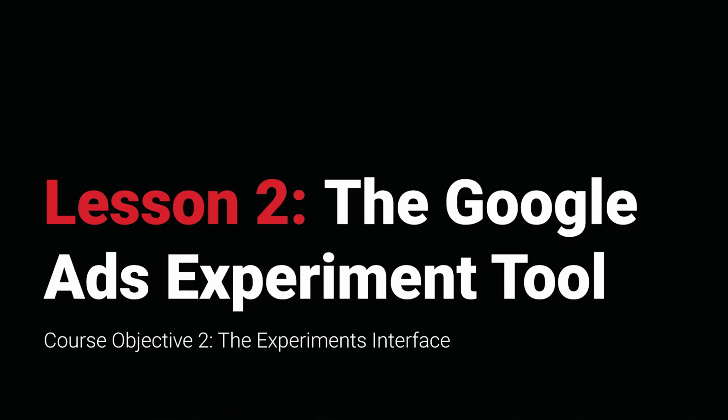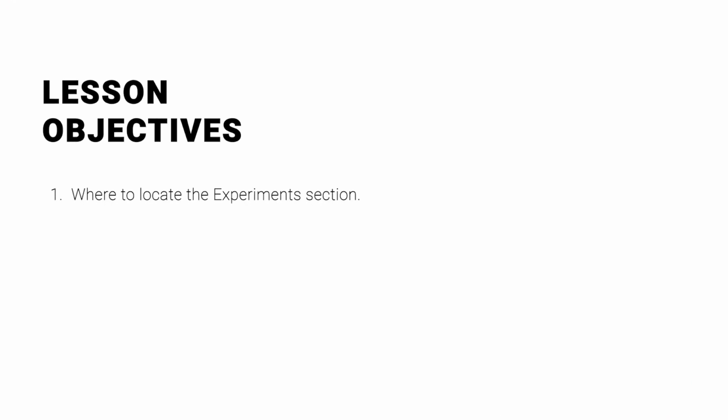Now let's go through the actual experiment tool so you can understand how it's laid out and where you find different places for the data you're going to get. So we're going to talk about where you locate the experiment section to begin with, and then once you go into it, what do you see when it comes to basic overviews of your results and what's running. I'm going to take you through two different ways to find this.